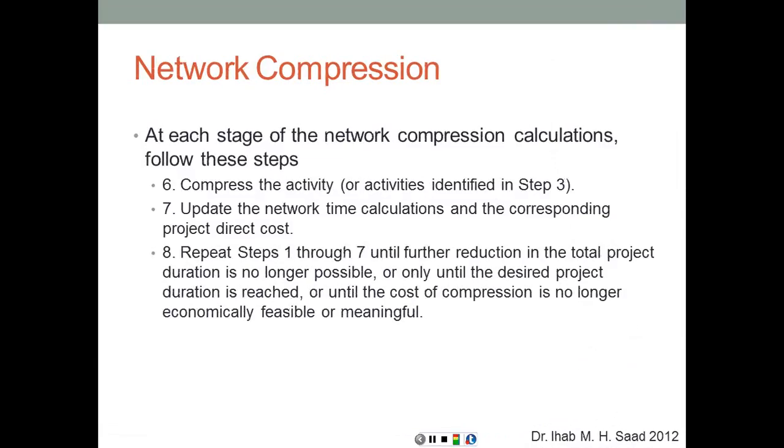Then, compress the activity or activities as identified in step 3, and update the network time calculations and the corresponding project direct cost. Repeat these steps until further reduction in the project duration is not possible, or until the desired project duration is reached. So for example, we may say, I do not want to compress the network to the maximum, I just need to save 3 days, so I'm going to compress it only by 3 days and then stop. The project is late by 3 days, I don't want to shorten it beyond that, so only 3 days of compression are going to be needed.